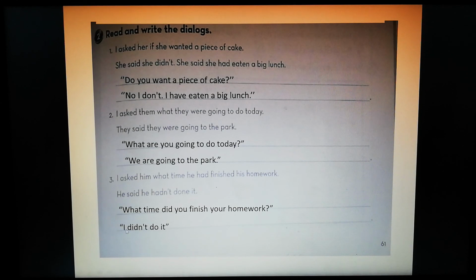Here we can also say I haven't done it. We can use simple present, simple past, or present perfect.